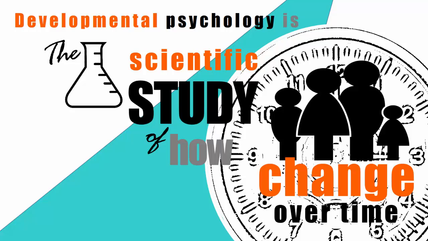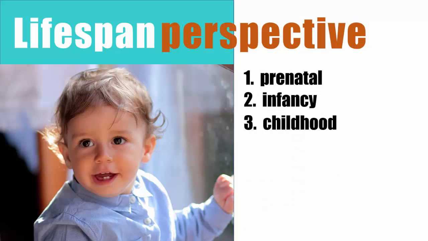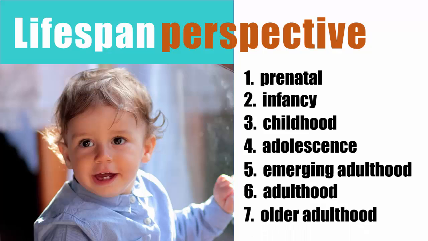In fact, lifespan is a great word to remember, as that describes the approach we will take. We will begin by looking at prenatal development and follow the journey of life all the way through to death. Here are the stages we will study: prenatal, infancy, childhood, adolescence, emerging adulthood, adulthood, older adulthood, and death. We will examine each stage as we look at 4 separate domains or areas in which change takes place.